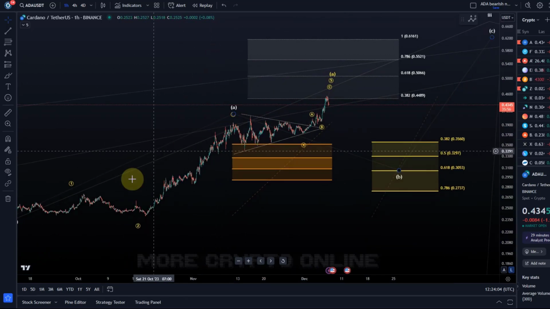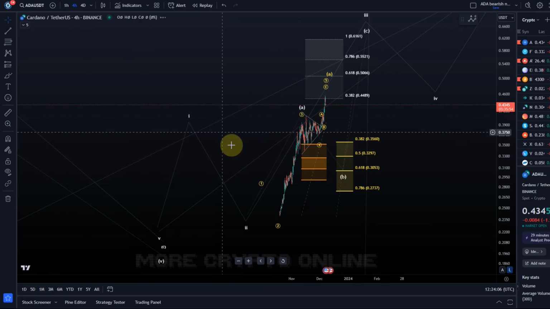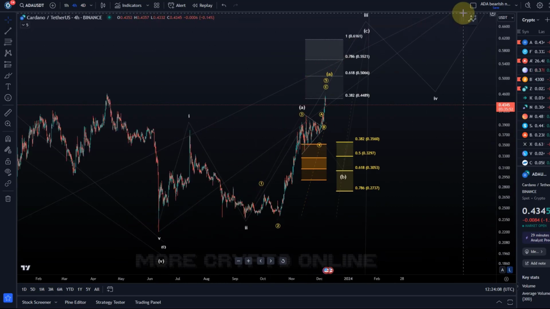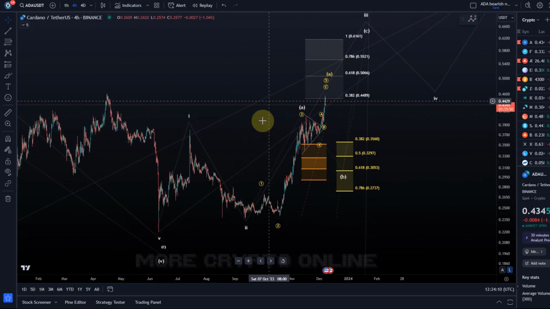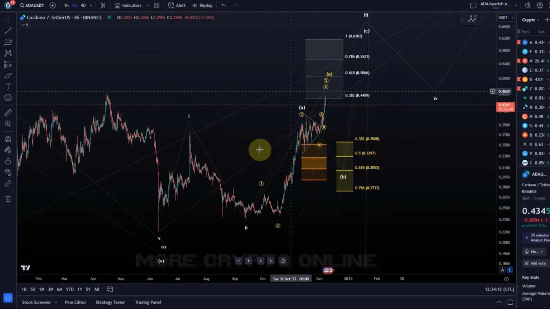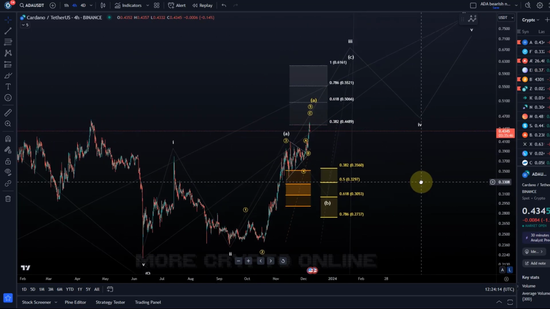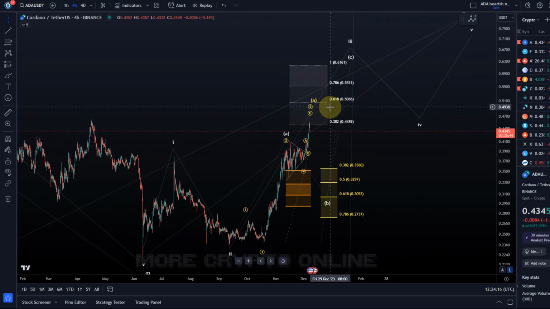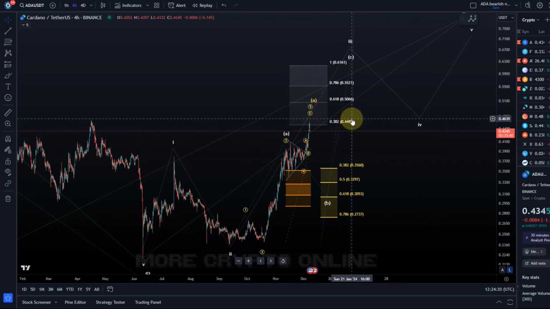Because we're dealing with a diagonal structure here, so the overall move up is a diagonal structure, we cannot really be very clear about the microstructure. The chart just doesn't give us the answer. I know a lot of people always look for the answer, but in reality, within a diagonal structure, there is a lot of uncertainty. I think it has worked out quite nicely.